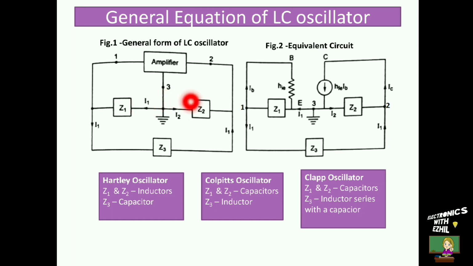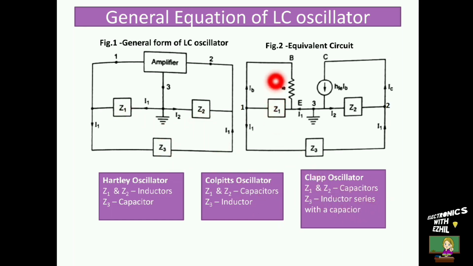Depending upon the type of reactances used in the feedback network, LC oscillators are classified into Hartley oscillator, Colpitts oscillator and Clapp oscillator. If Z1 and Z2 are inductors and Z3 is a capacitor, then the type of LC oscillator is called a Hartley oscillator. In Colpitts oscillator, Z1 and Z2 are capacitors and Z3 is an inductor. And in Clapp oscillator, Z1 and Z2 are capacitors and Z3 is an inductor in series with a capacitor.